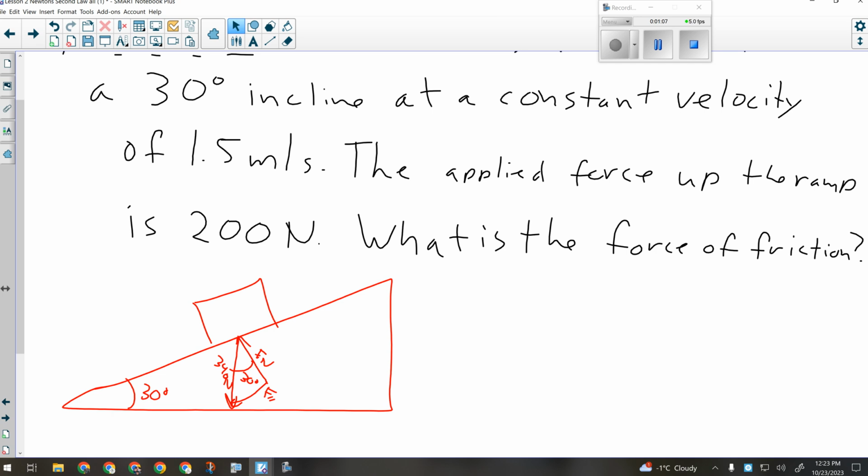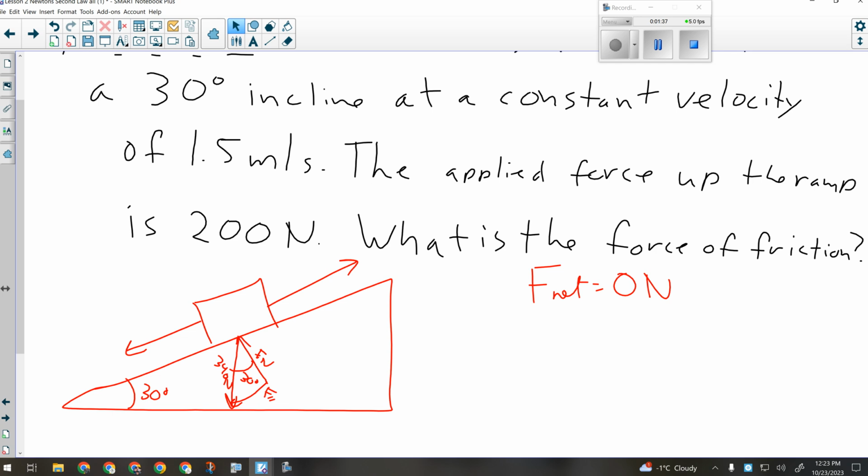Okay, so it is moving at a constant velocity of 1.5 meters per second. What does that tell me? There's no acceleration. If there's no acceleration, there's also no net force. So that means F net equals 0 newtons. That means that forces down the ramp and forces up the ramp are equal.